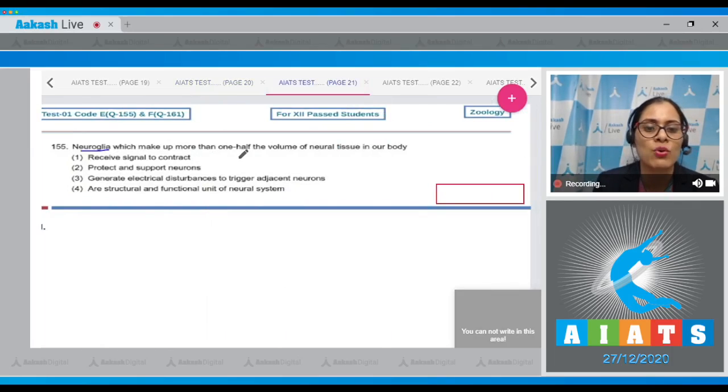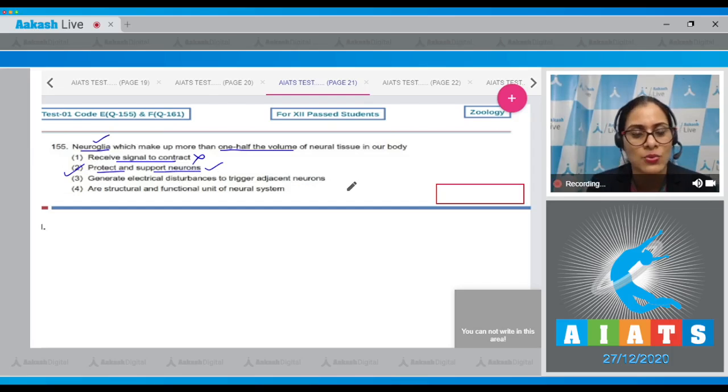Neuroglia, which make up more than 1/2 of the volume of neural tissue in our body. The very first option, receive signal to contract. This is incorrect because neuroglia, unlike neurons, cannot contract. The next option is protect and support neurons, and as it is a correct statement with respect to neuroglial cells, this is the correct answer to our question.